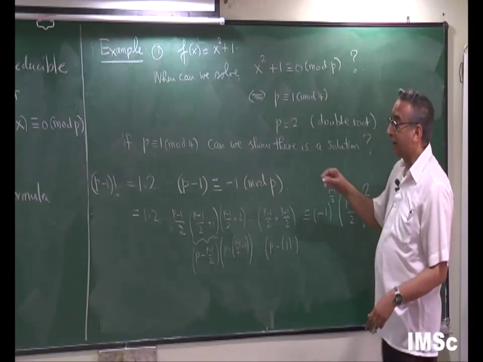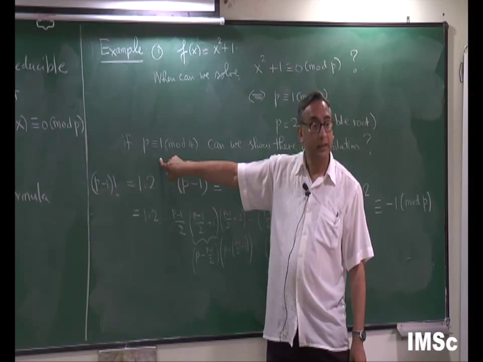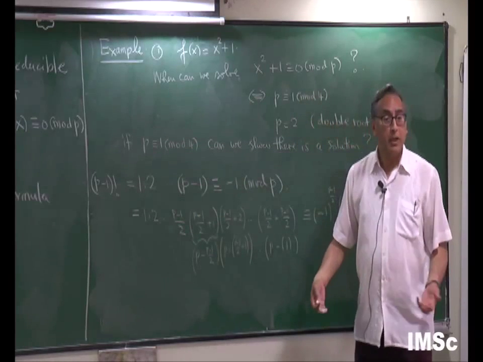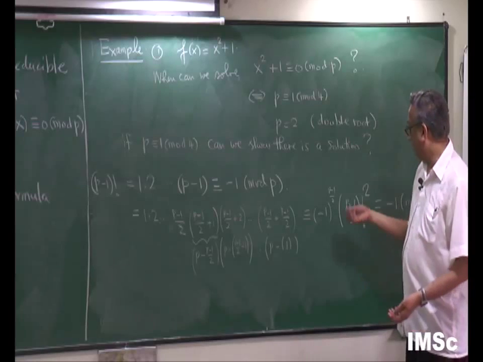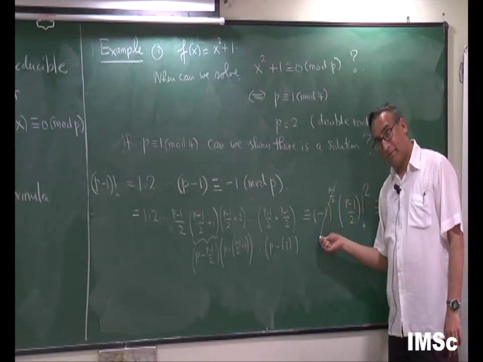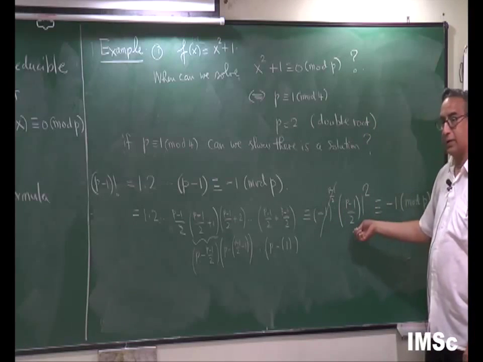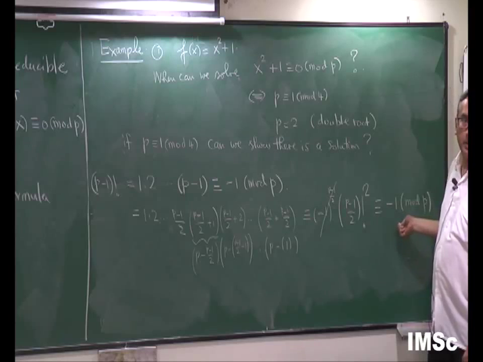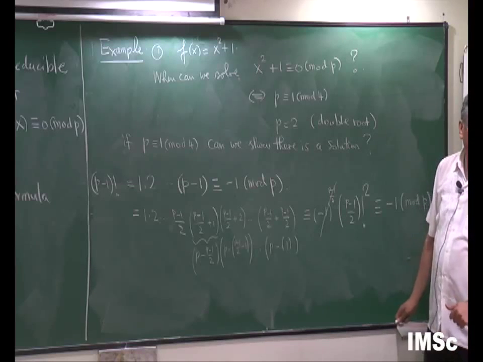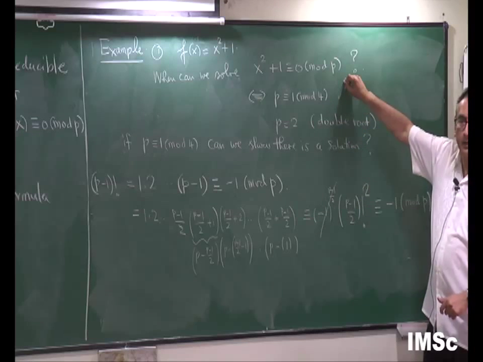p is now, in our case, 4k plus 1, congruent to 1 mod 4, right? 4k plus 1 minus 1 is 4k, divided by 2 is 2k, so that's an even number, right? And therefore, I have solved the congruence x squared congruent to minus 1 mod p. I've actually even given you a solution. Okay, so this is the proof of this fact.